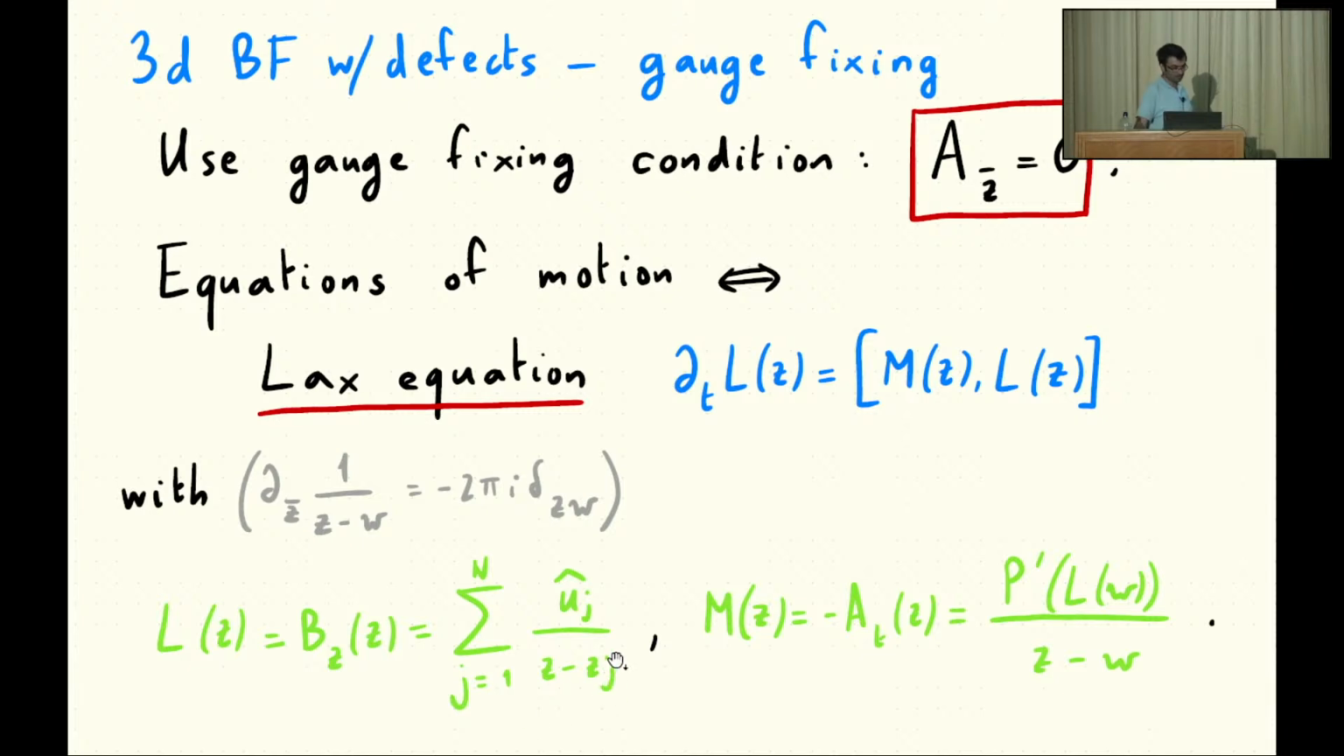So on the equations of motion, we've already reproduced the equations of motion of the Godin model just by introducing these defects in 3D BF theory. Okay, any question?